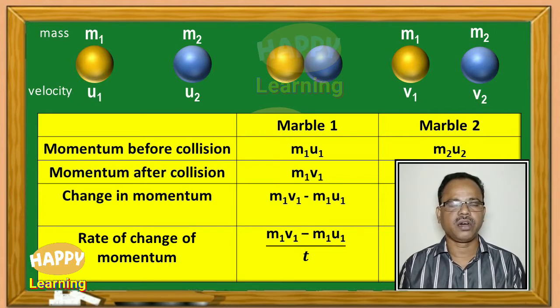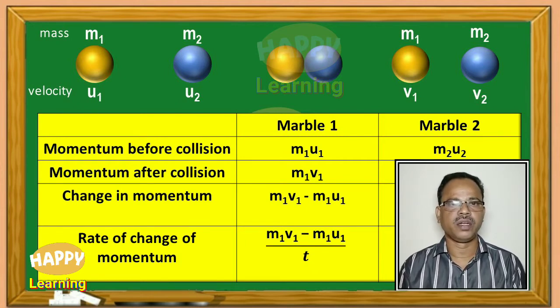The table has 3 columns. In the second column, heading is marble 1, and in the third column, heading is marble 2, and in the first column, in the first row, the momentum before collision. What is momentum? Momentum is the product of mass and velocity.